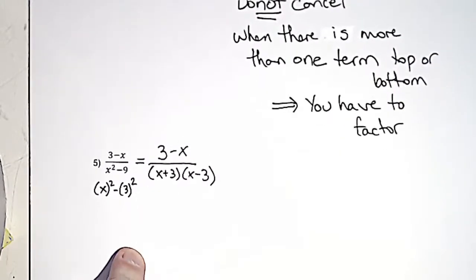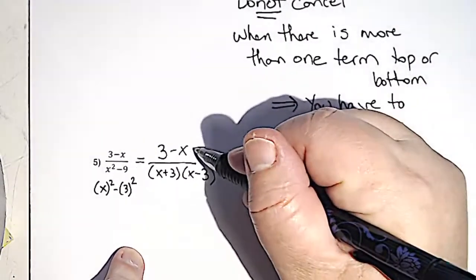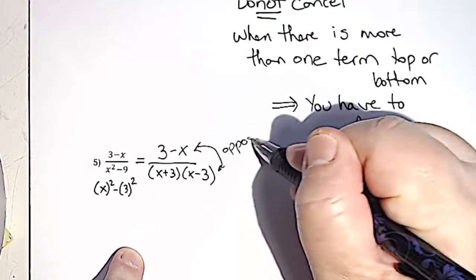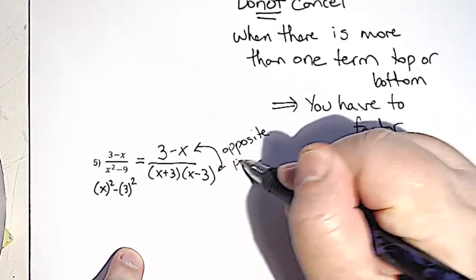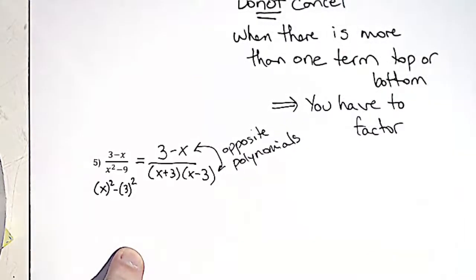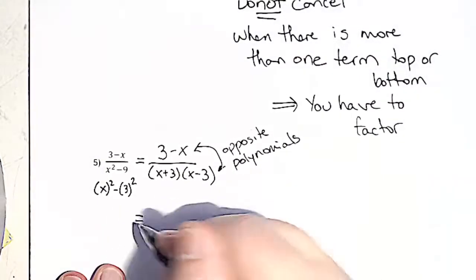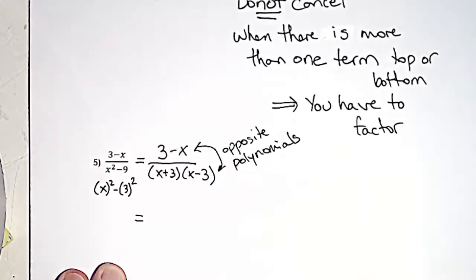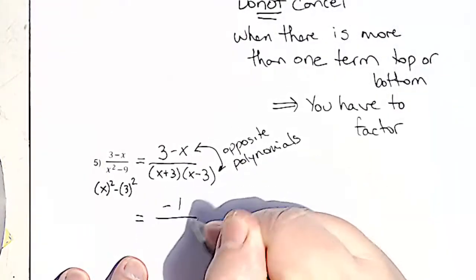And here, I have opposite polynomials. Woohoo! Opposite polynomials means I can reduce. But when I reduce these, what do I have left? I don't have exactly 1 because they're not the same. I have -1. You're right.